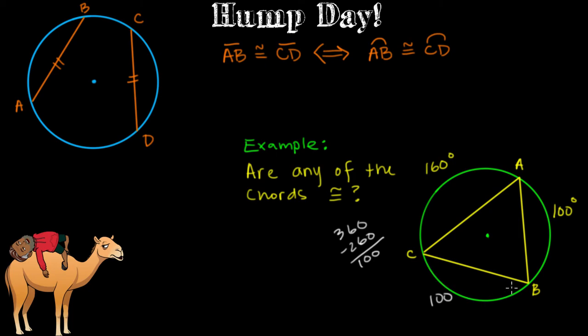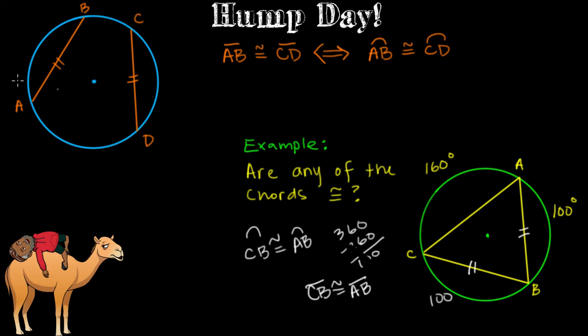Noticing that arc CB is congruent to arc AB, I can now use this property that says that if the arcs are congruent, then the chords must be congruent. So I can now conclude that chord CB must be congruent to chord AB. So I can say that CB is congruent to AB. And we're talking about the segments or the chords here.